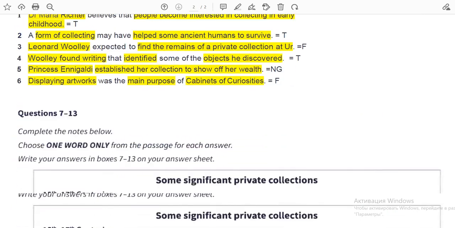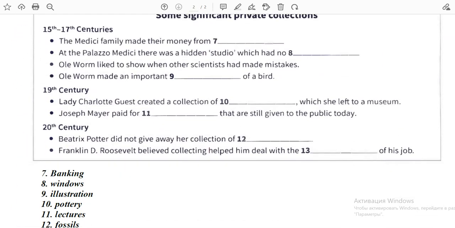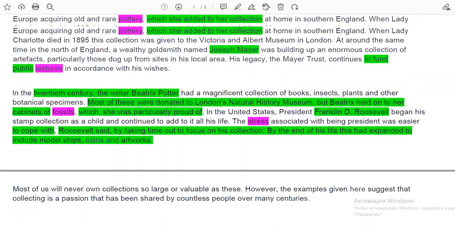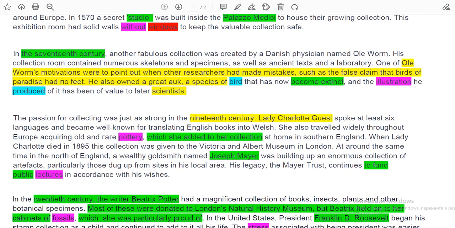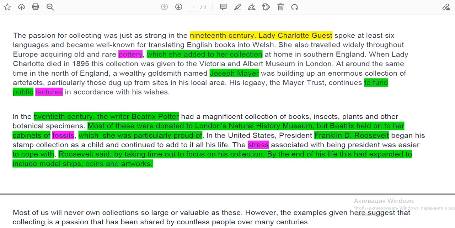The next one, the 11th one, again 19th century, Joseph Meyer, page 4. Gaps that are still given to the public today. 19th century and Joseph Meyer. So here it is. We do have Joseph Meyer, 19th century. He was building up an enormous collection of artifacts, particularly those dug up from sites in this local area. His legacy, the Meyer Trust, continues to fund public lectures in accordance with his wishes.